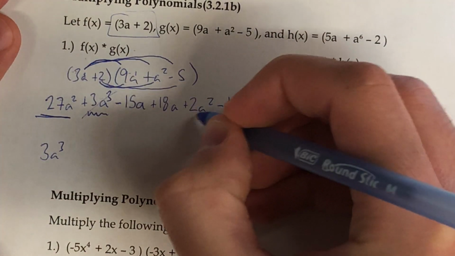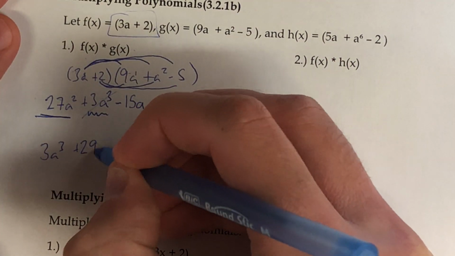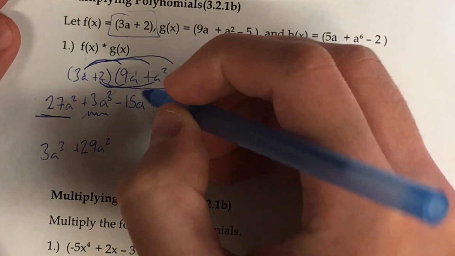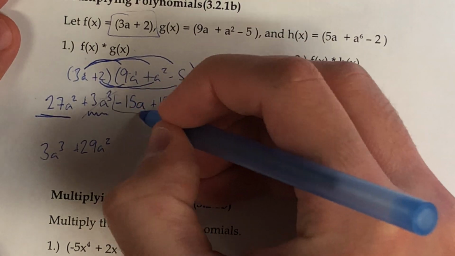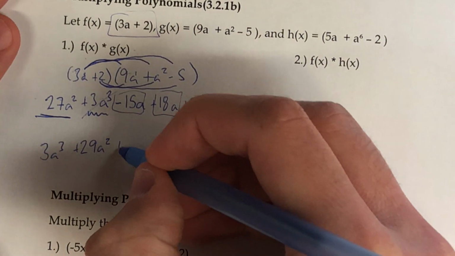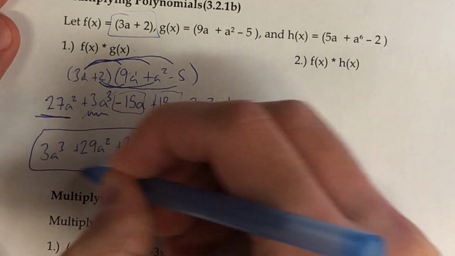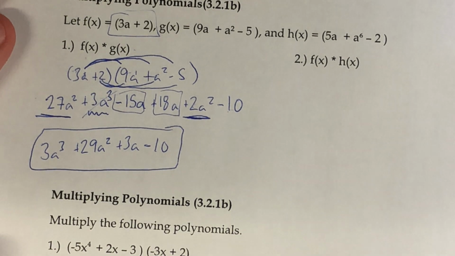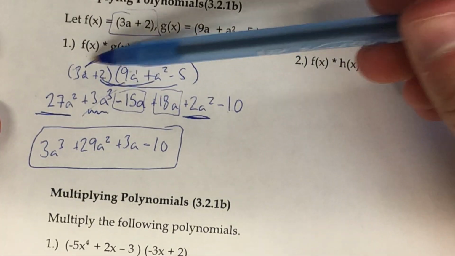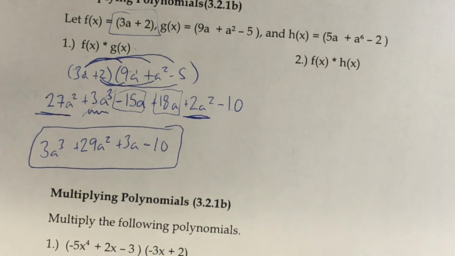So we have 27a squared and 2a squared. 27 plus 2 is 29, so that gives us 29a squared. On to the next. We have negative 15a and 18a. Negative 15 plus 18 is 3, so I get 3a. And then lastly, just that negative 10 on the end. So we finish with 4 terms. That rule about 2 times 3 just tells you how many terms you have before combining, not at the end, because you combine like terms.